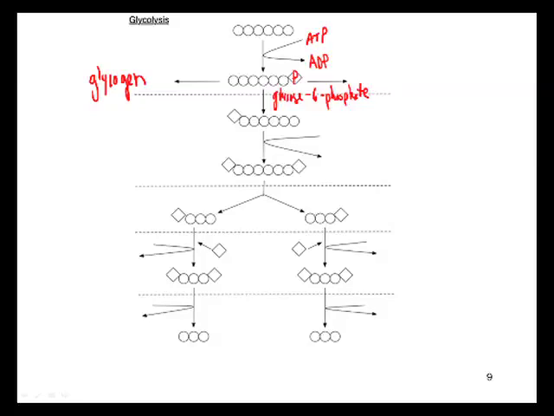Thank you. Now, if the cell's ATP needs are met, glycogen reserves are full, the other option is to convert that glucose 6-phosphate to lipids. There are biochemical pathways that allow that glucose 6-phosphate to be converted to lipids, and we'll address those as well.